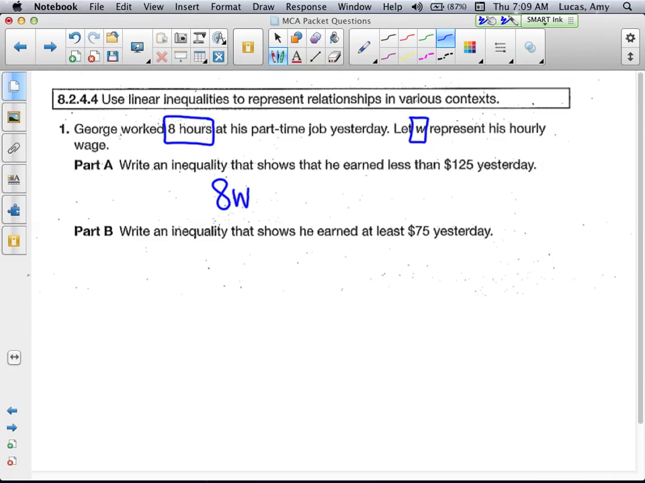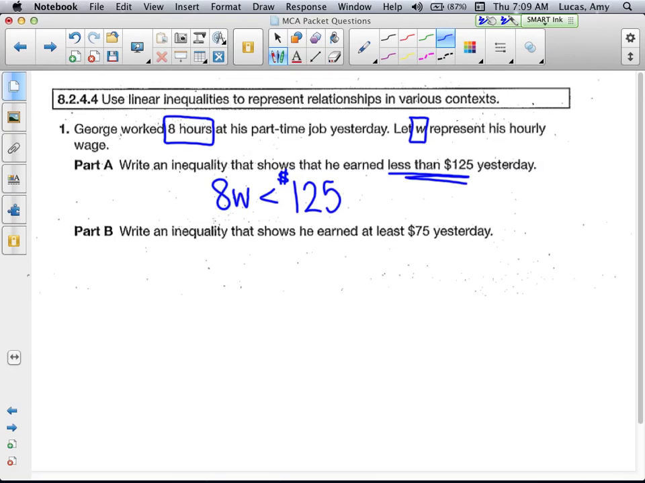It says on part A, write an inequality that shows he earned less than $125. Okay, so he worked 8 hours at a wage that we don't know, but we know he earned less than $125. So that would be the inequality. It does not say to solve it, it just says to write it.